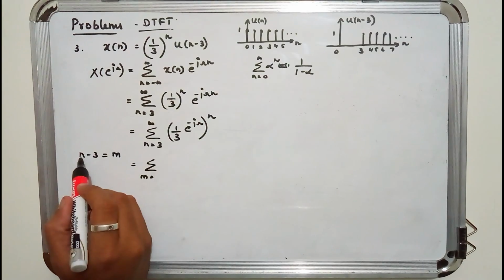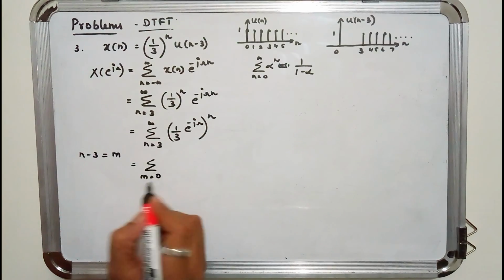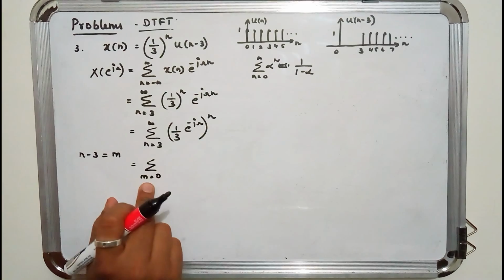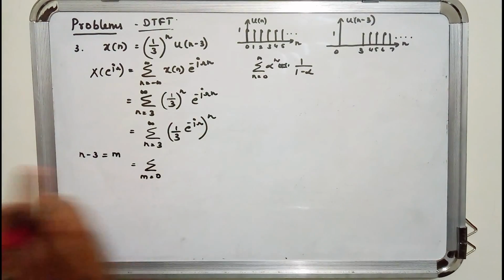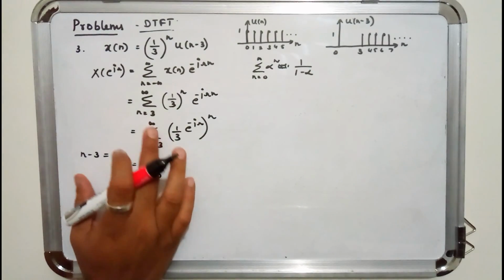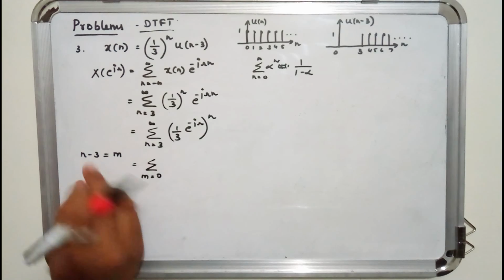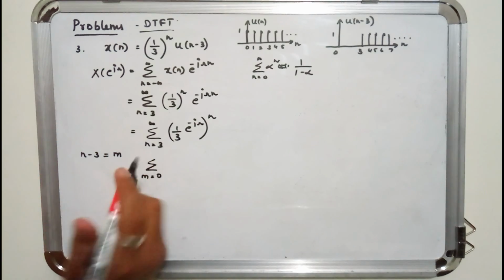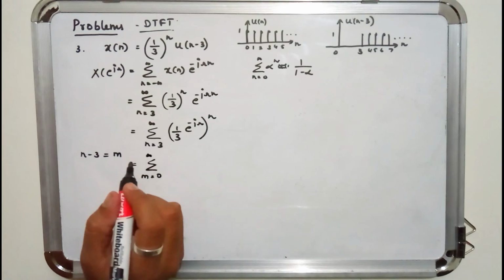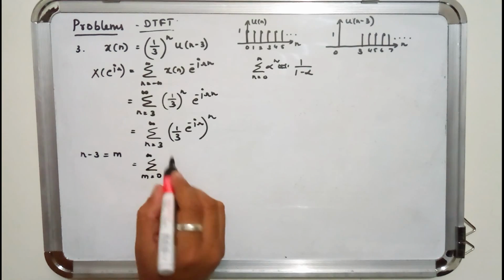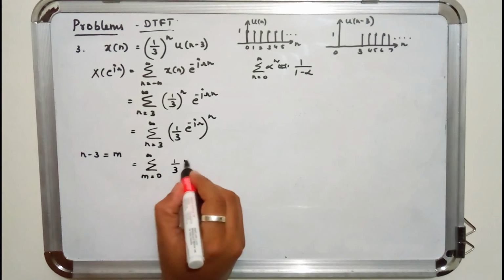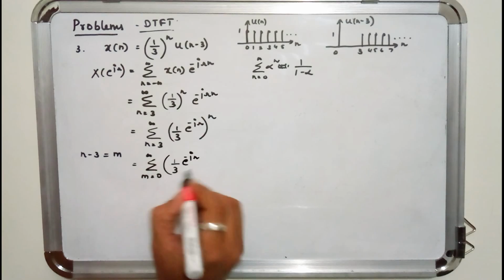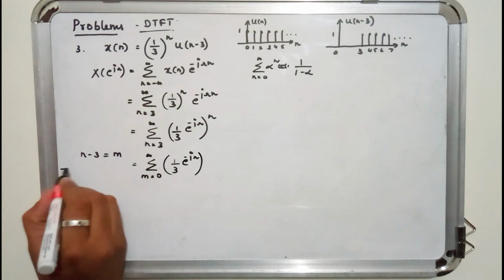When n is equal to 3, 3 minus 3 is equal to 0. So we have achieved our goal, that is the lower limit has to be 0. Now upper limit is n is equal to infinity. Infinity minus 3, you are subtracting 3 from a larger quantity, that is infinity. So it will not make any difference to infinity, it will be infinity only. So what you get is 1 by 3 e power minus j omega power n is what?